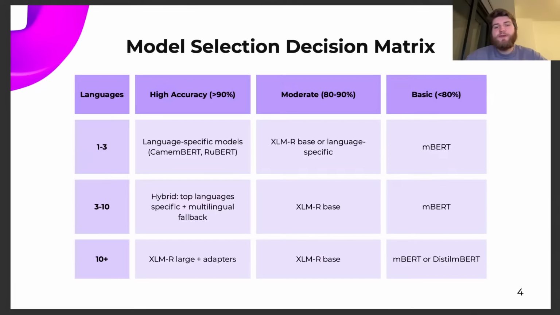But here's what this matrix doesn't show. Your specific data matters more than any general rule. I've seen cases where mBERT outperformed XLMR on certain domain-specific tasks because the domain data aligned better with Wikipedia, and that's actually mBERT's training source. And then Common Crawl, which is XLMR's training source. So this framework gives you a starting point, not an answer, and you still need to benchmark on your specific data.